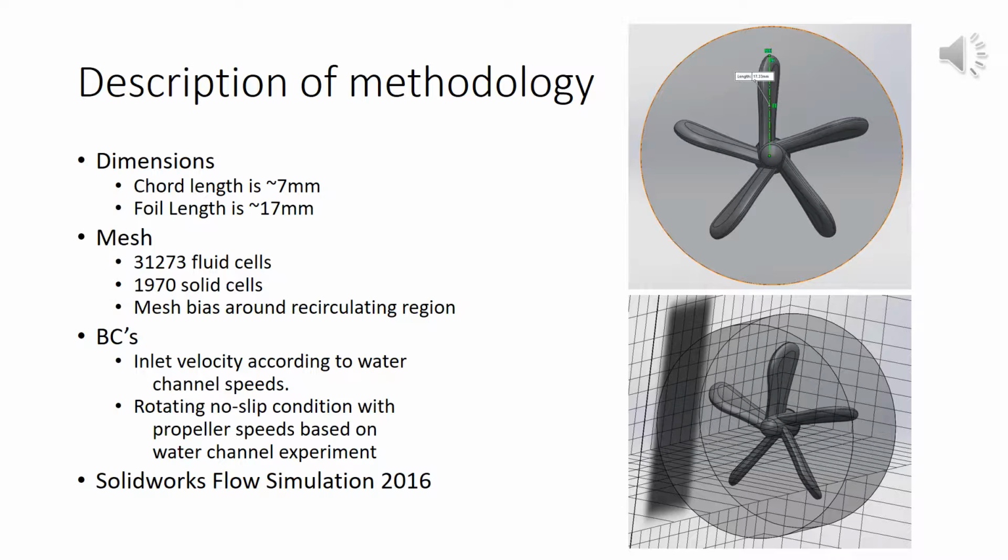The mesh is biased towards the propeller, so there are more grid cells around the center of the propeller than there are further out in the free stream. Our boundary conditions are the inlet velocity according to the water channel speeds calculated during the first portion of this project, and a rotating no-slip condition with propeller speeds based on the water channel experiment again.